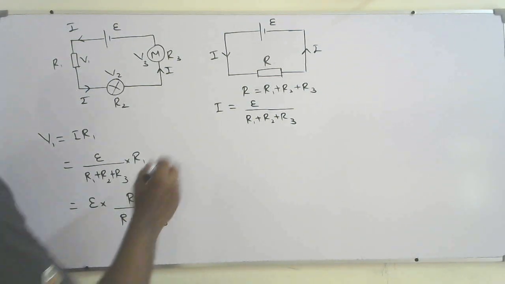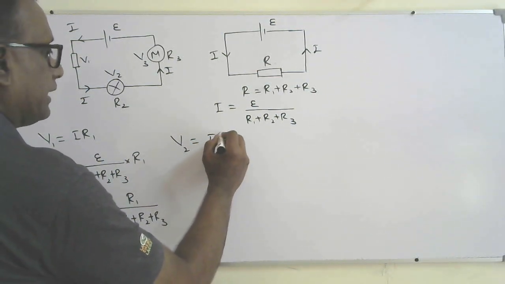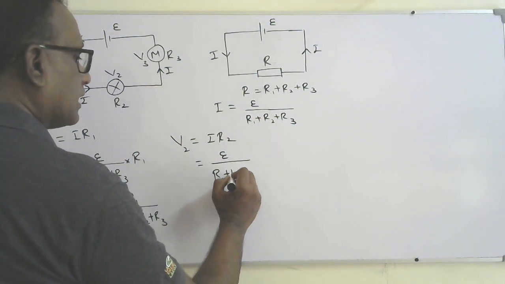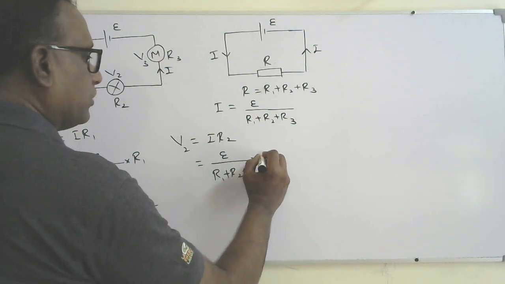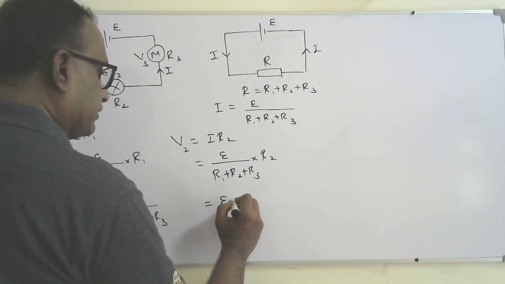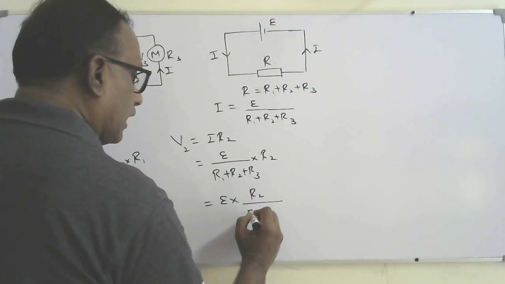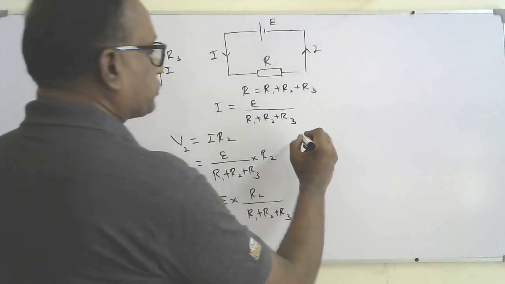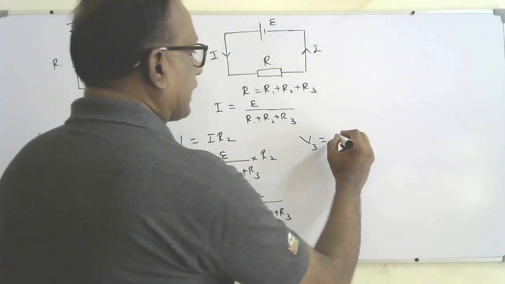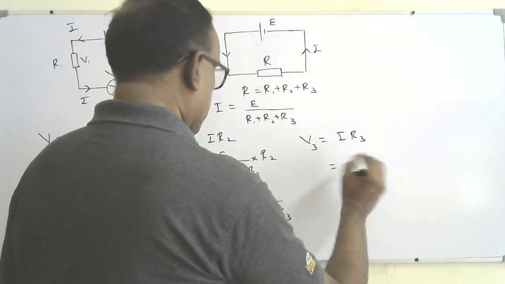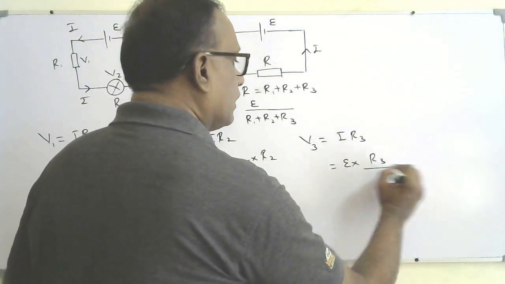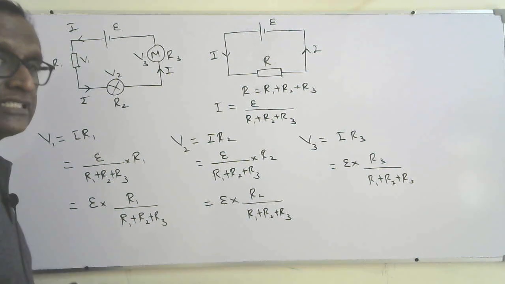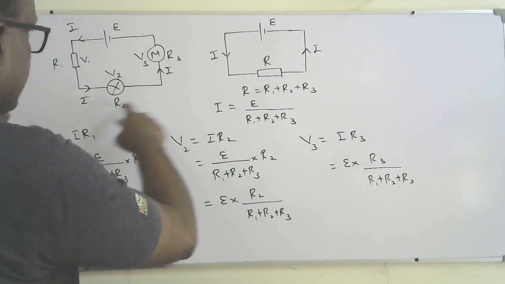Same way, I can say V2 is equal to I R2. Instead of I, I can substitute E over R1 plus R2 plus R3, times R2. That is EMF times R2 over R1 plus R2 plus R3. Same way for V3, I am not showing it again. It is I R3, and that could be shown as EMF times R3 over R1 plus R2 plus R3.